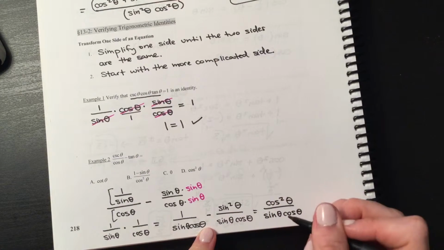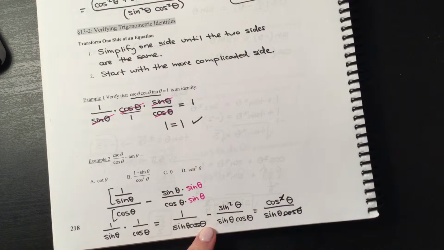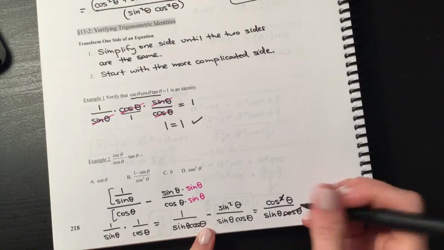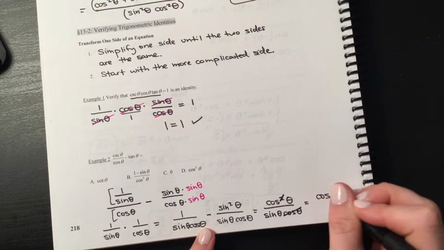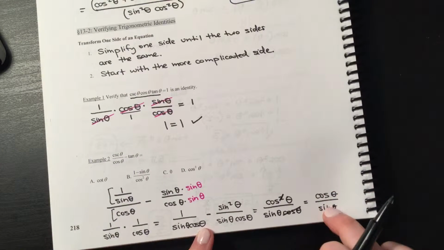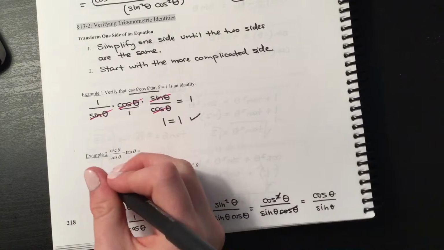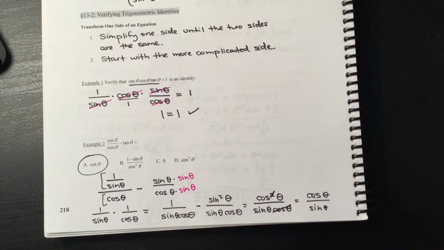And I'm going to cancel out one of these copies of cosine, so it's just cosine now, not cosine squared, and I cancel this out. Finally, I am left with cosine over sine, one copy of cosine over the only copy of sine. And cosine over sine, according to one of our quotient identities, is cotangent. So a lot of simplifying can happen with this trig stuff.